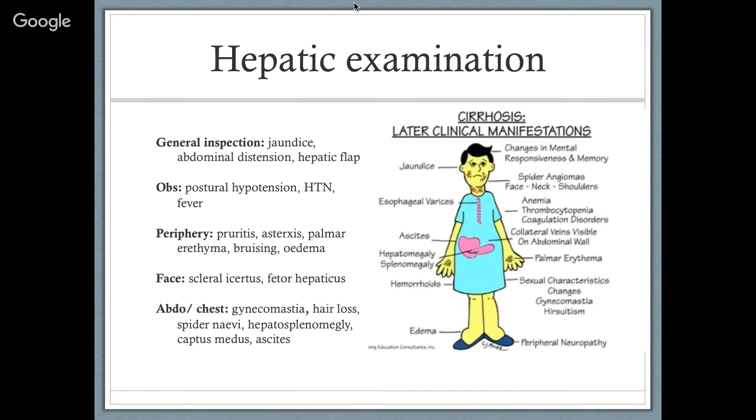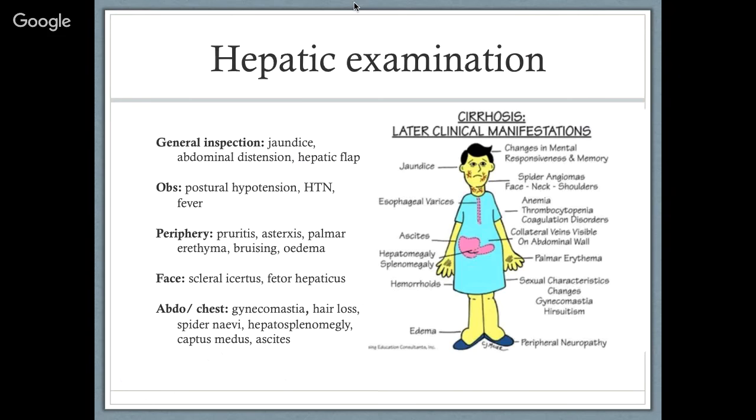But what I want you to do is think of the different things that the liver does and then think about why you're going to get the different clinical signs. So first thing that the liver does is it's involved in estrogen metabolism. So if we have a problem with estrogen metabolism, what clinical signs will we see? Yep, gynecomastia. Spider naevi. Perfect. You can also get a bit of hair loss on the chest sometimes.